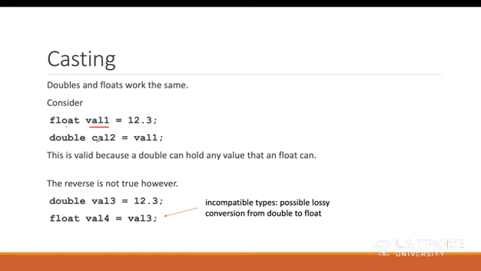Here we have declared another variable of type double and we are assigning this value, which is of type float, to double, which is valid of course, because anything that a float can hold, a double can hold. But if we try to do it in reverse, then it's not possible, and it will give you an error saying incompatible types, because double can hold more as compared to float.